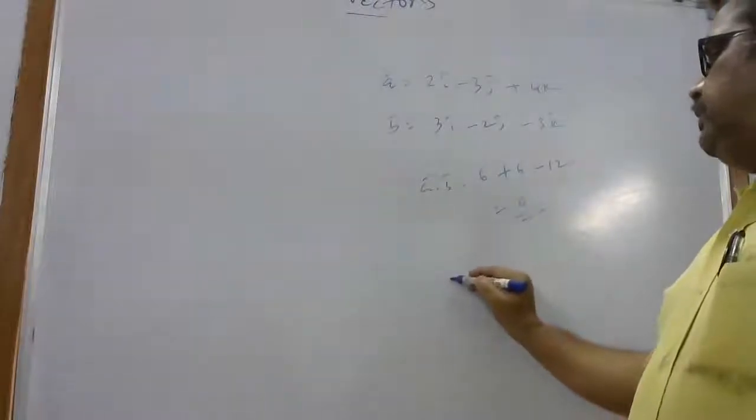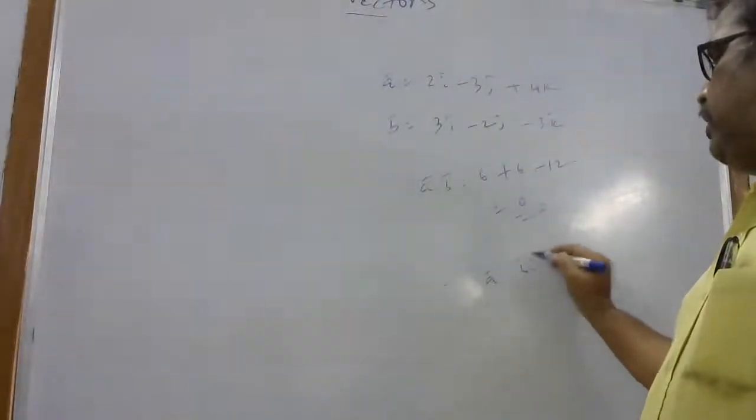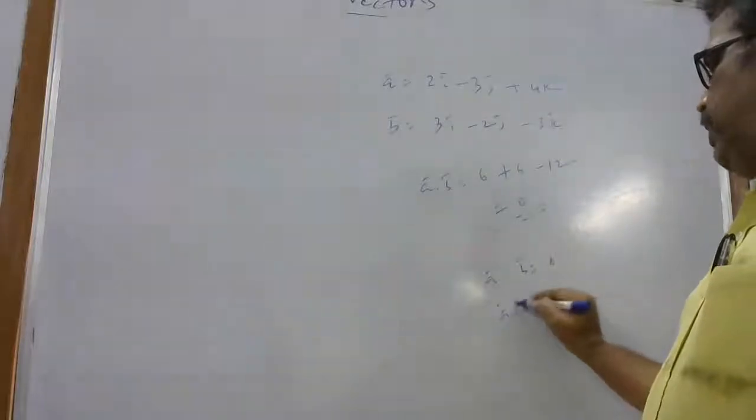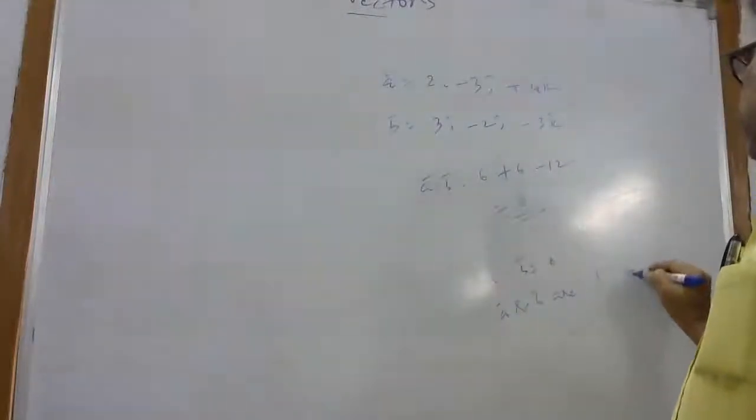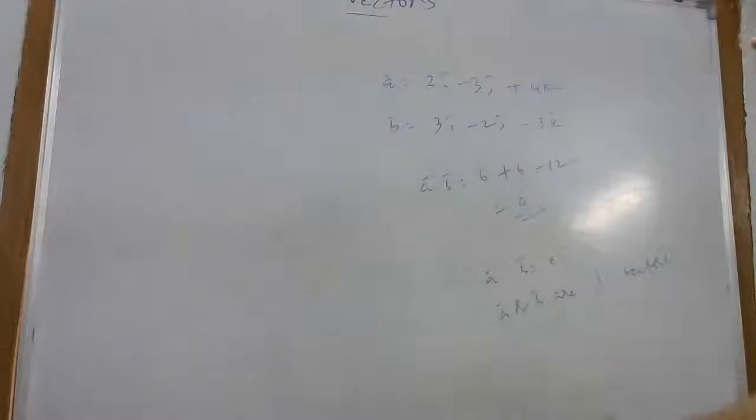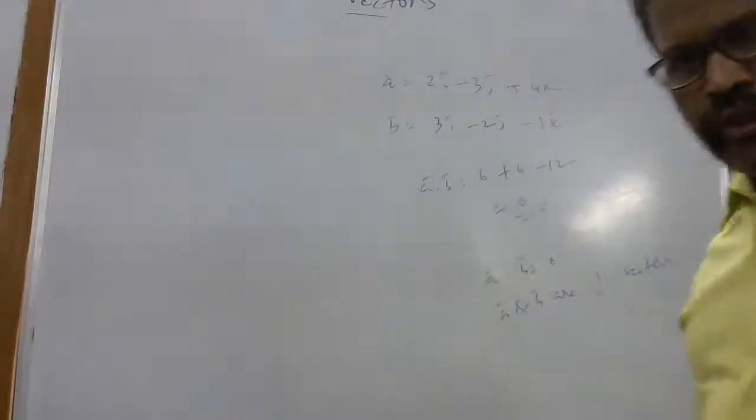Since A bar dot B bar is equal to 0, what can you say? A bar and B bar are perpendicular vectors. Yes or not? See it. Here A bar and B bar are perpendicular because A bar dot B bar is equal to 0. Understand now, if the dot product of two vectors is 0, then they are called perpendicular vectors. Clear?